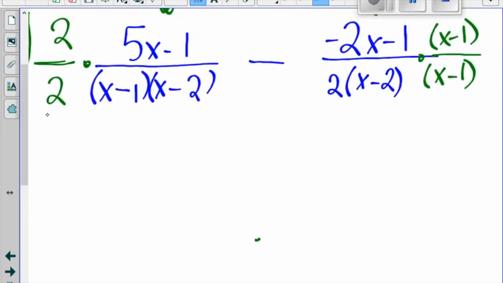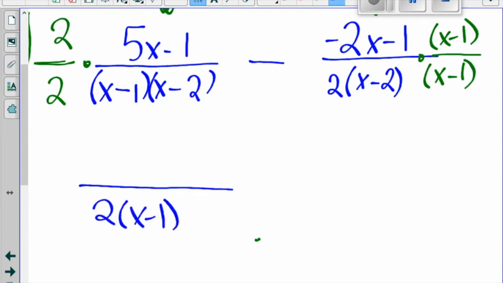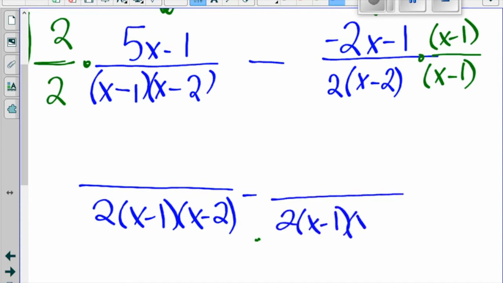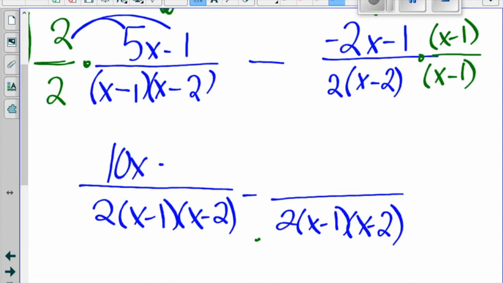Now that we have the denominators the exact same, so we multiply. So we have 2 times x minus 1 times x minus 2. Minus 2 times x minus 1 times x minus 2. Because the denominators are going to be the exact same. Now the numerators we do have to multiply through. So we're going to have to do 2 times 5x and 2 times negative 1. Well, 2 times 5x is 10x. 2 times negative 1 is negative 2.